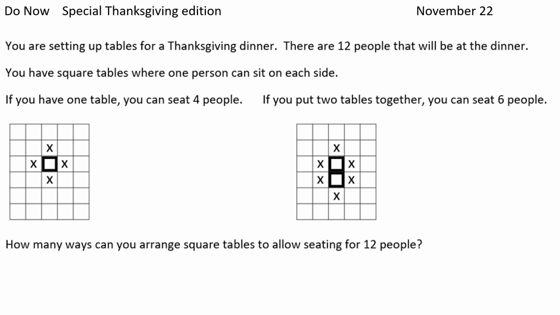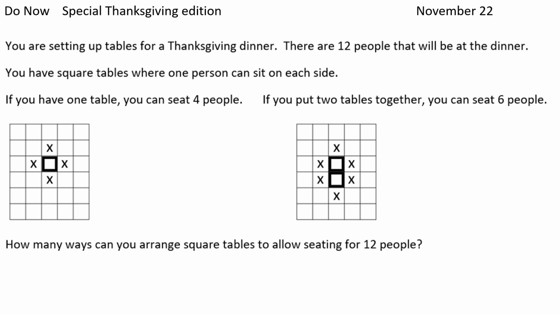Hello, if you've not yet completed the do now, you should probably pause or stop this recording, right? The do now, of course, is just the front side of that paper you picked up, and it's a special Thanksgiving edition. We've got 12 people that are going to be coming to a big get together on Thanksgiving, and we've got to figure out how to get these people seated together.